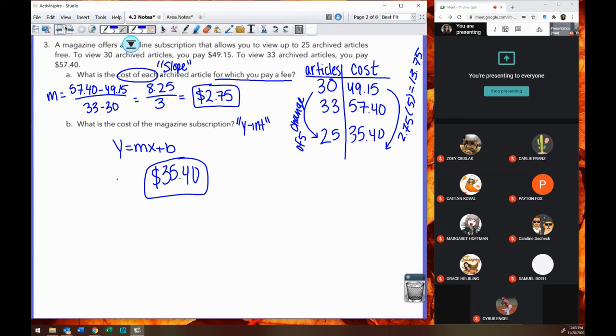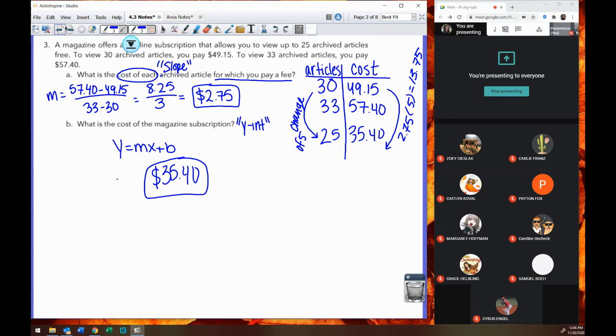So then you were trying to find your y-intercept for B. We had to pay attention to the fact that 25 of them were $0. So I was trying to scale my articles down to 25 because that's when your payment started. So what was that value when your payment started would be your subscription fee.